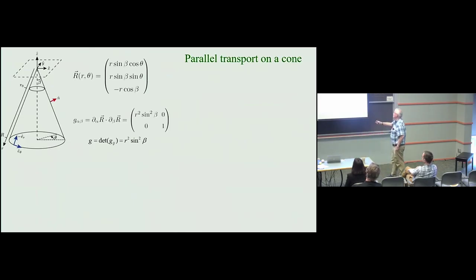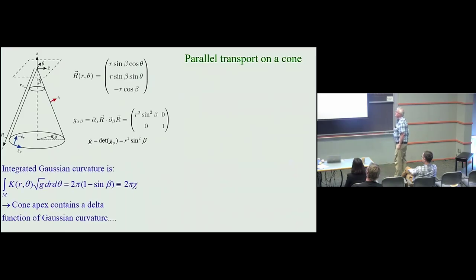Then there's a cone angle beta, which is going to play an important role in what I have to say. And there's a metric, but it's diagonal and it sort of looks locally flat. Indeed, the Gaussian curvature is everywhere 0 except at the apex.